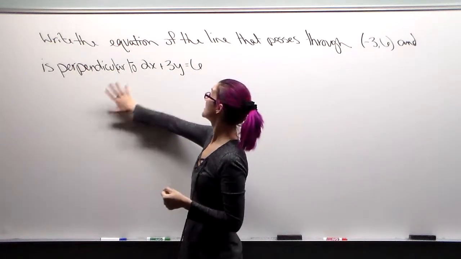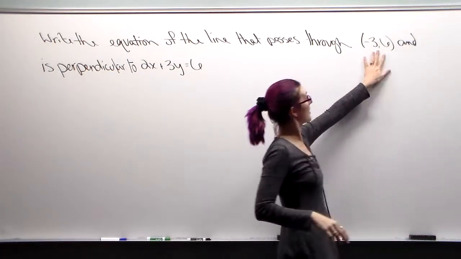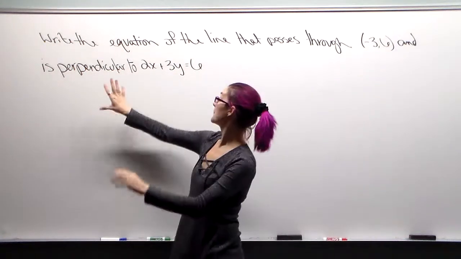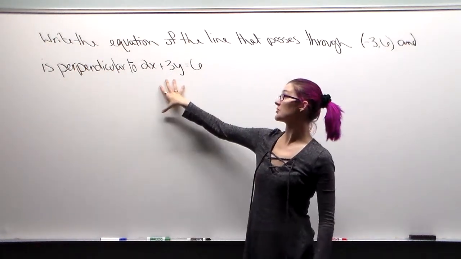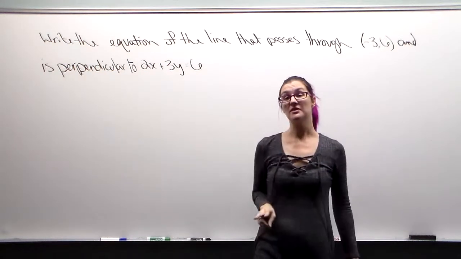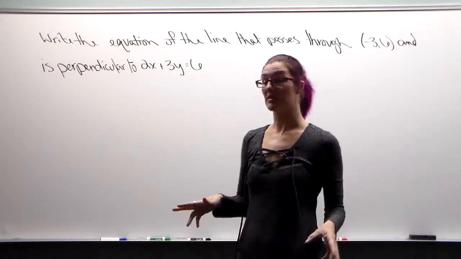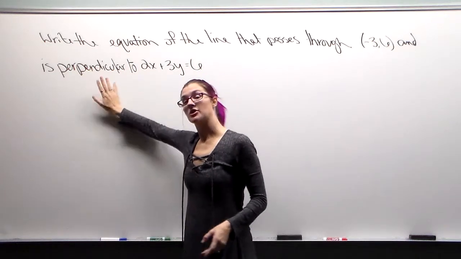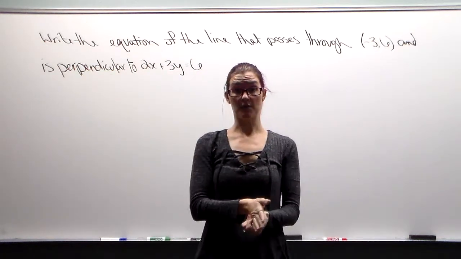All right, so now we're going to write the equation of the line that passes through the point (-3, 6) and is perpendicular to 2x + 3y = 6. I have two videos over almost the exact same problem. This one is perpendicular. I did make another one for parallel if you want to see that as well.